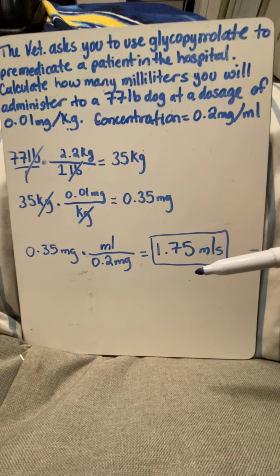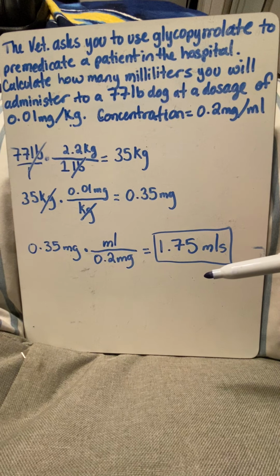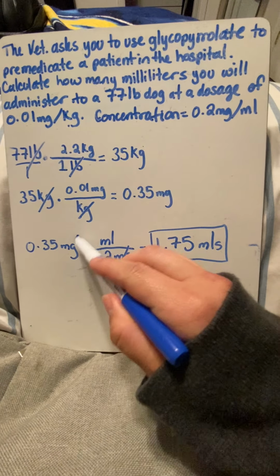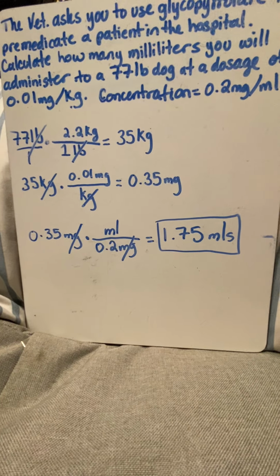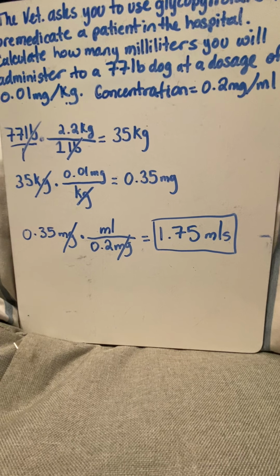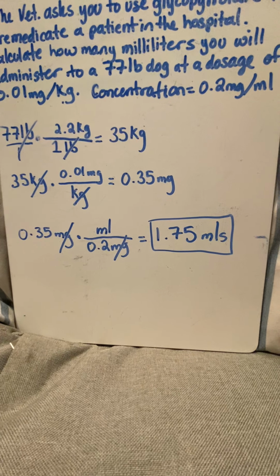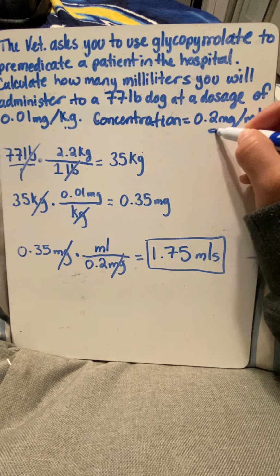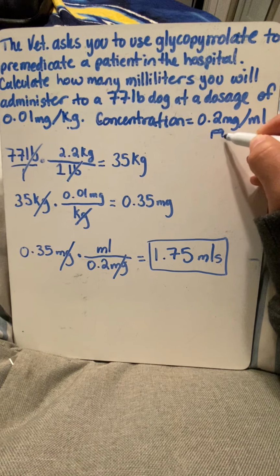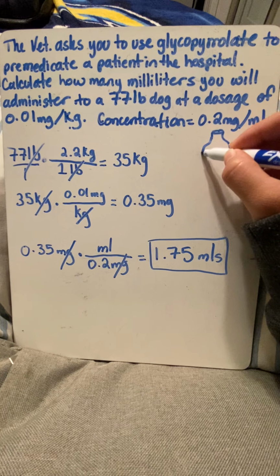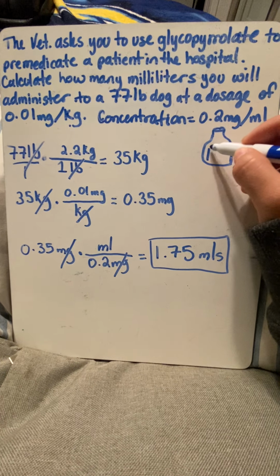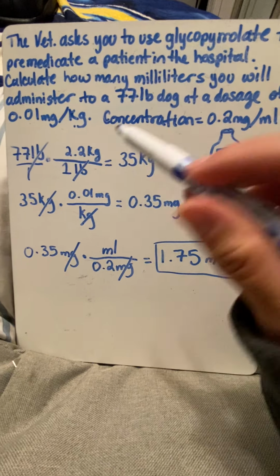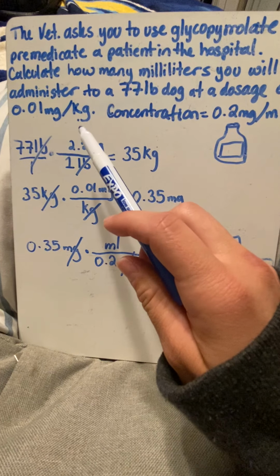Now, you have to do this in order, so this also cancels out. You have to do this in order to understand what you are doing. And the concentration rate, I have to explain this, will always be on the bottle. The dosage is what the doctor gives you.